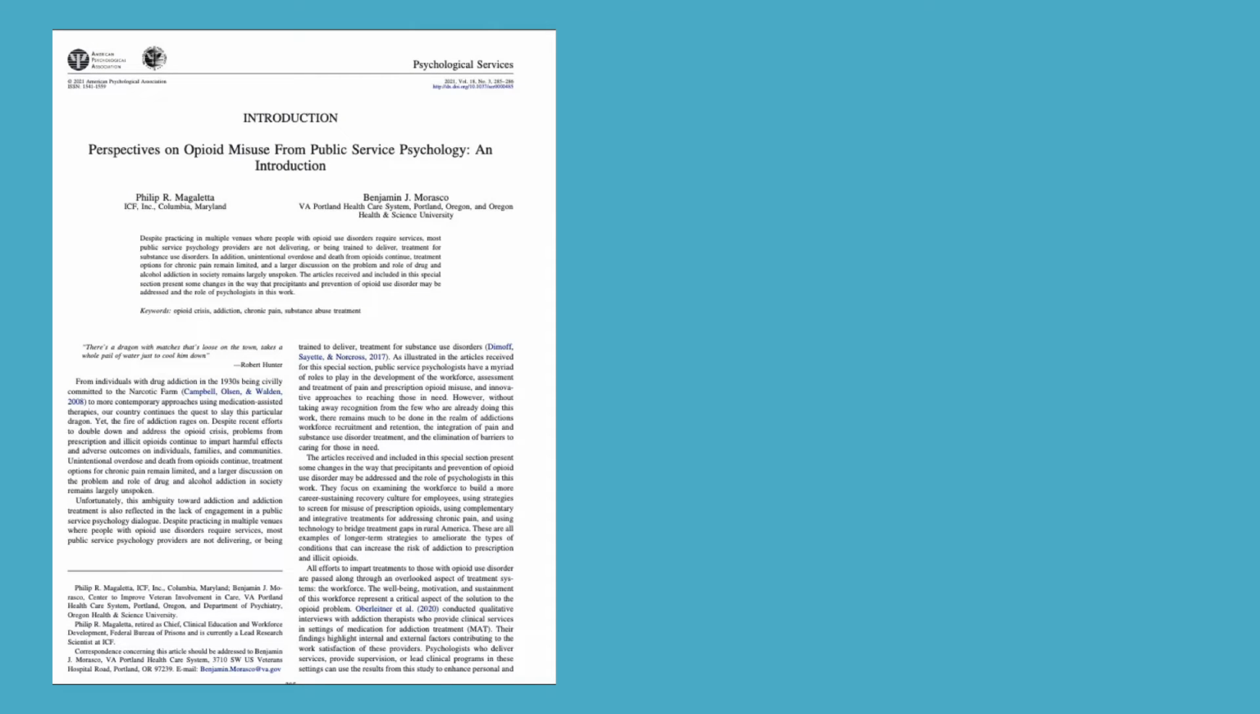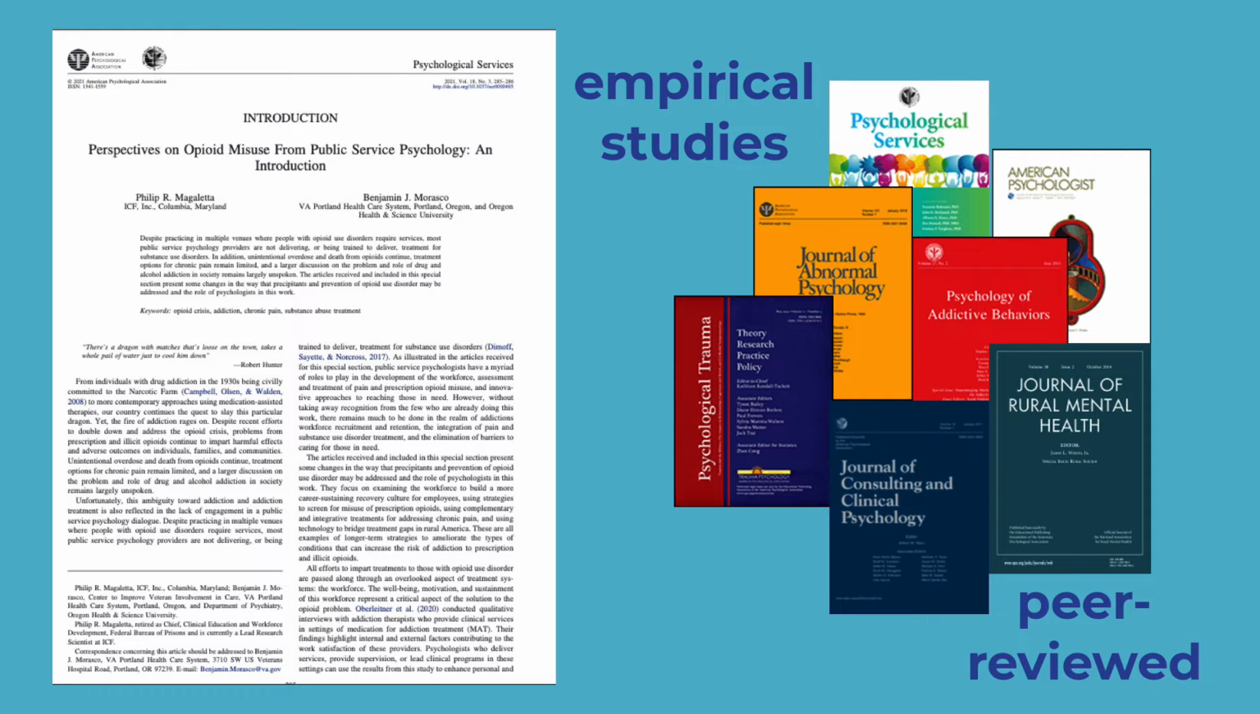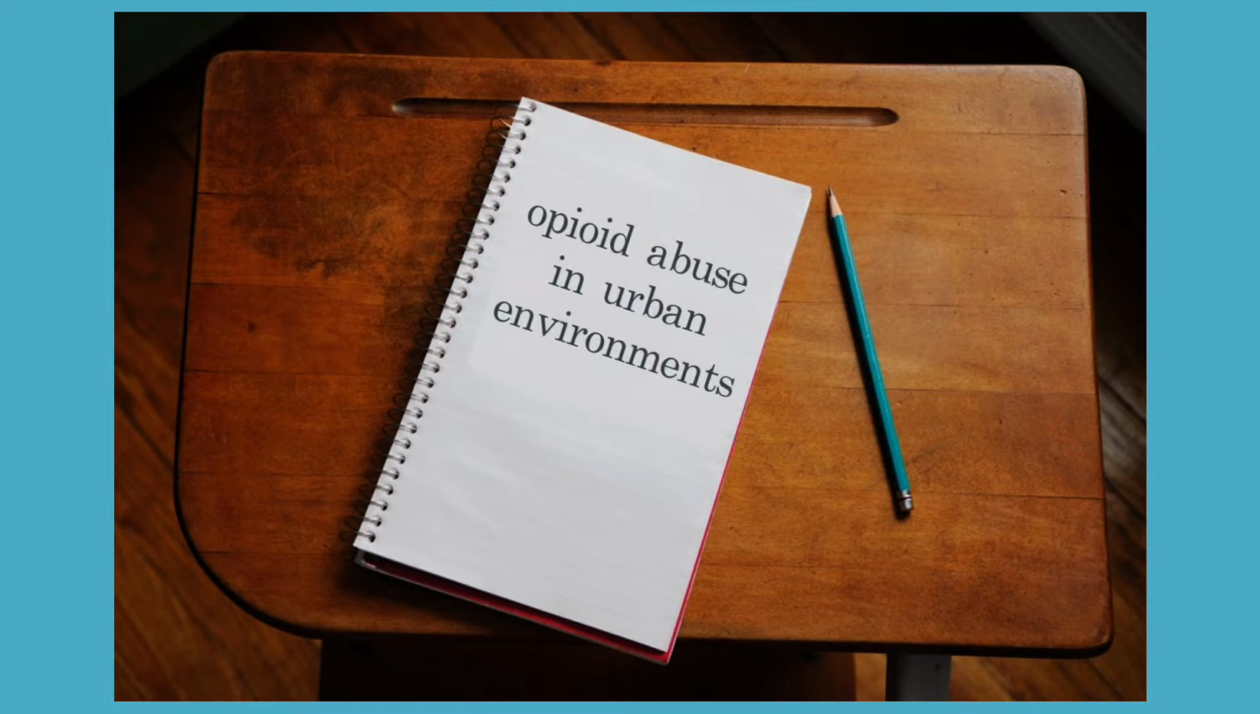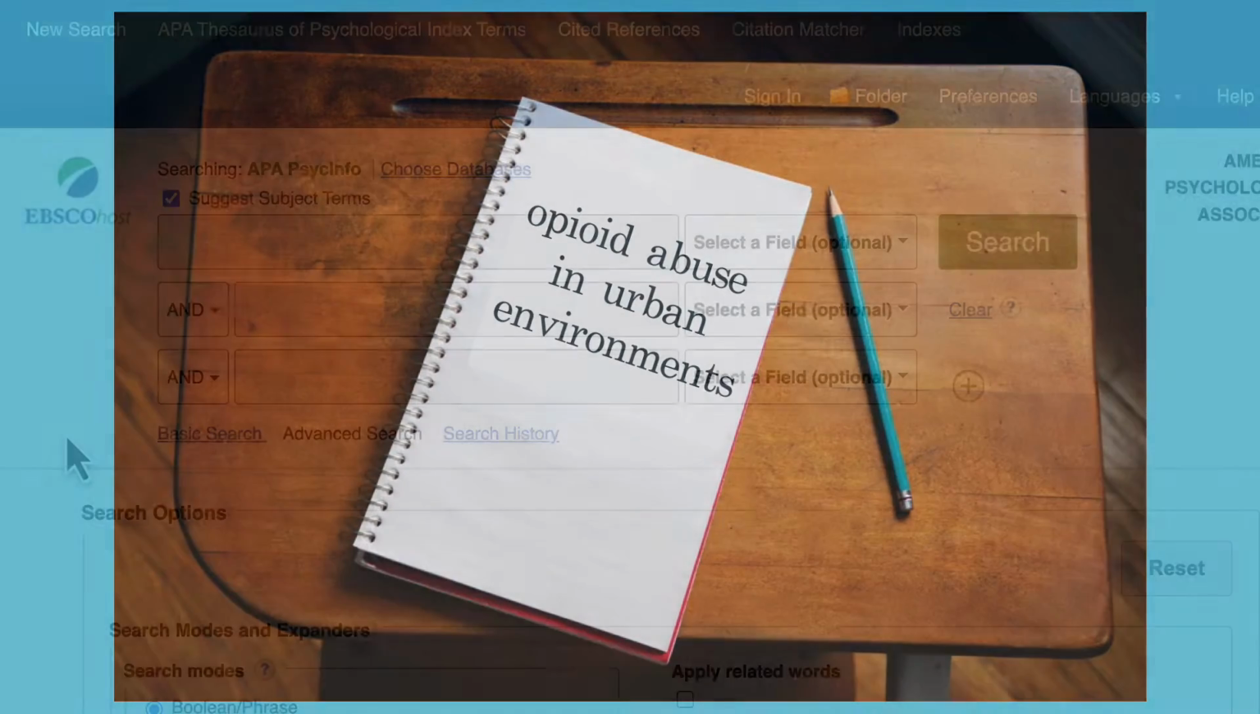Welcome. In this video, we'll demonstrate a quick and easy way to find empirical studies from peer-reviewed journals using APA PsycInfo on the EBSCOhost platform. For this example, I want to find studies on opioid abuse in urban environments.